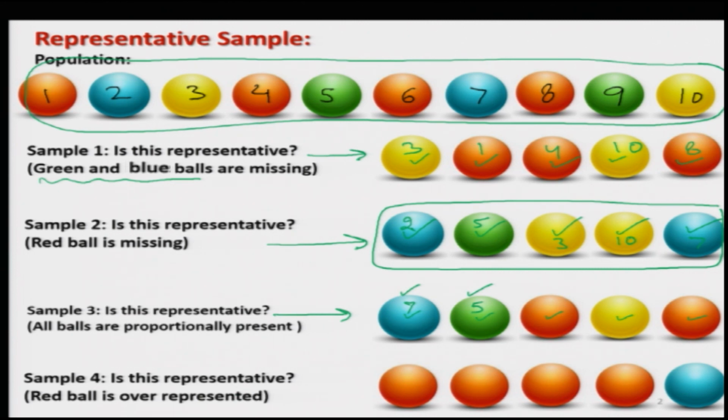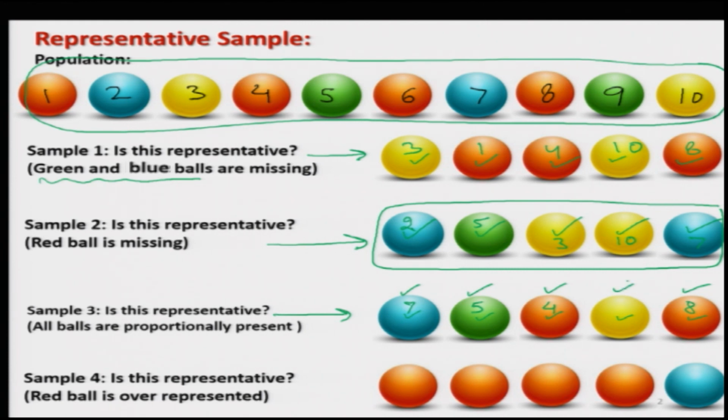And similarly, there are 4 red balls, so you are taking 2 red balls in the sample. These balls can be say ball number 4 or ball number 8, whatever you want to take. And there are 2 yellow balls in the population.